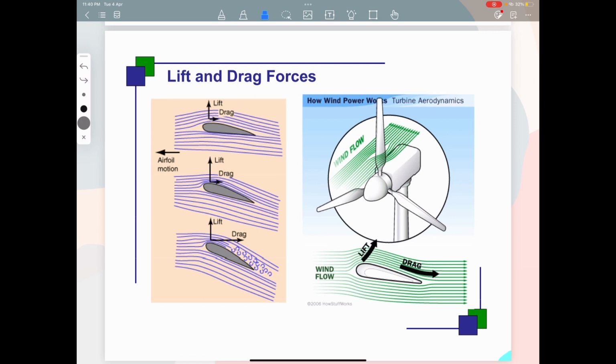When wind flows across the blade, the air pressure on one side of the blade decreases. The difference in air pressure across the two sides of the blade creates both lift and drag, and the force of the lift is stronger than the drag, and this causes the rotor to spin.